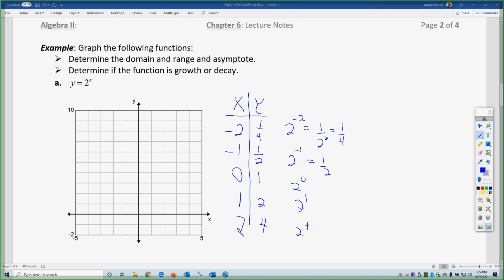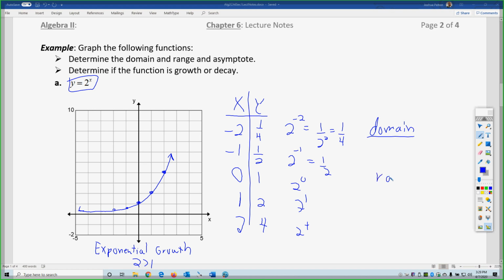Okay, so at -2, we're at a quarter. At -1, we're at a half. At 0, we're at 1. At 1, we're at 2. And at 2, we're at 4. So our graph kind of looks like this here. So if you read that graph left to right, it is exponential growth. And you can also tell because 2 is greater than 1 in the actual function itself. Okay? All right, so now we want to know domain and range.